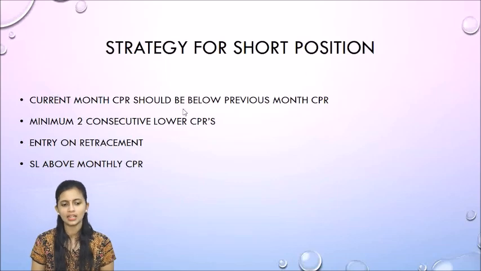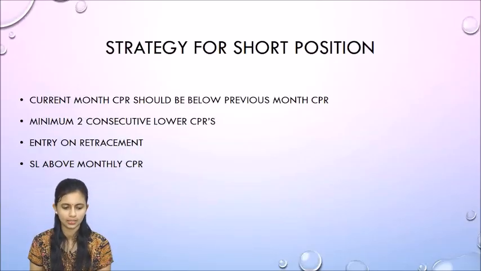The first thing is current month CPR should be below previous month CPR. When we are looking for long position, current month CPR should be above the previous month CPR. Here for short position, current month CPR should be below the previous month CPR and minimum 2 consecutive lower CPRs should be there. Entry will be on retracement, stop loss above the monthly CPR or just above the monthly CPP depending upon the situation. Now let's check it out practically.